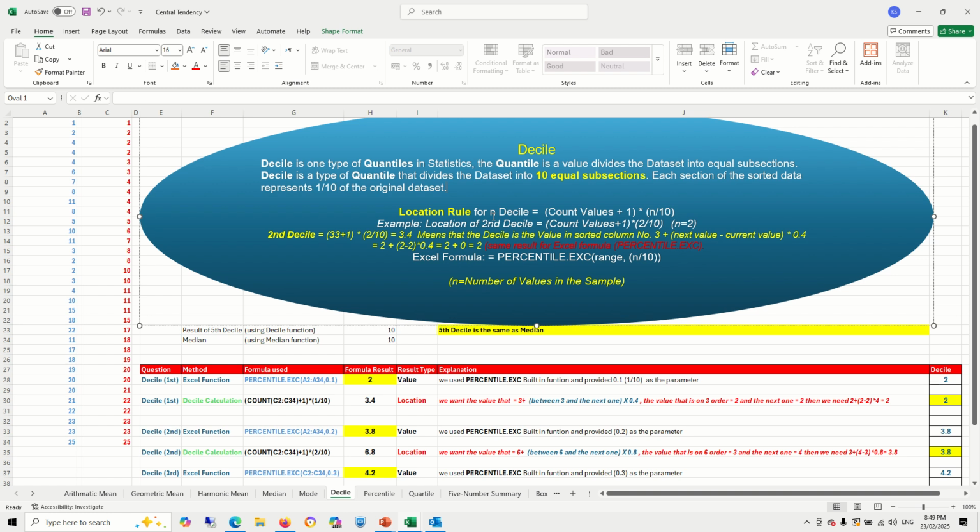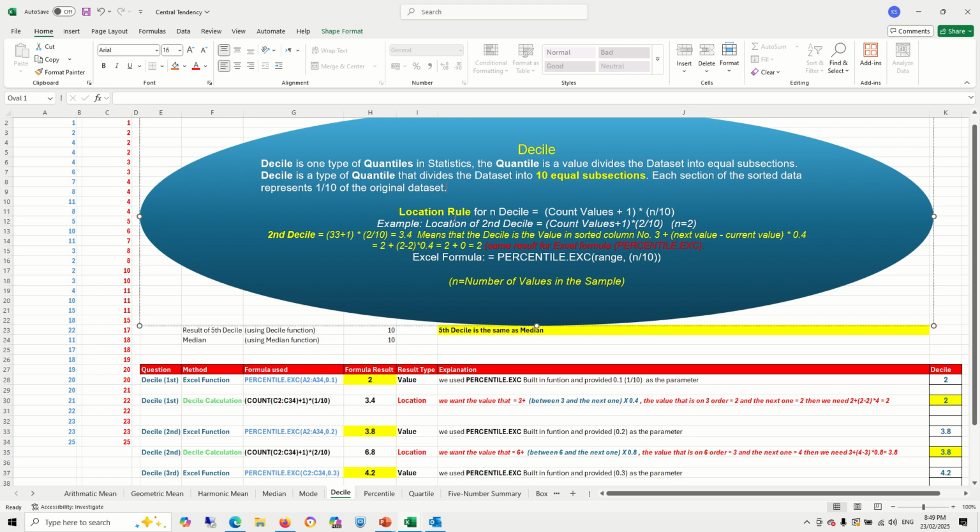So if the data set is divided into 10 equal subsections, that will be called decile. If the data set is divided into 4 equal subsections, that will be considered as quartile. If the data set is divided into 100 equal subsections, that will be called percentile.